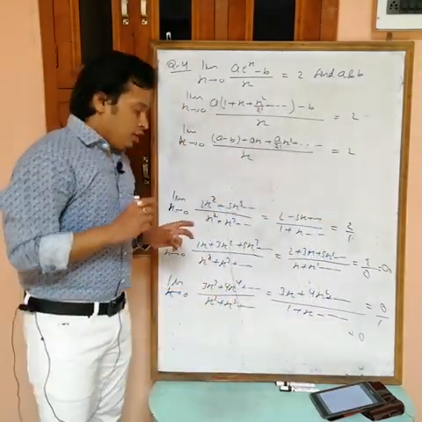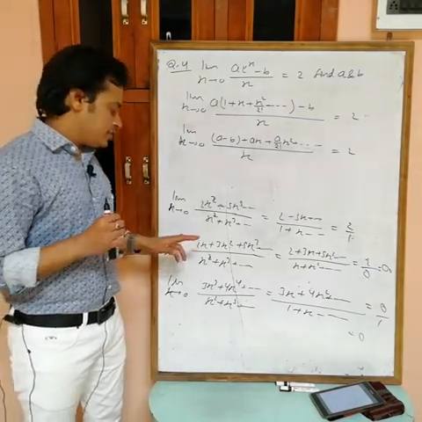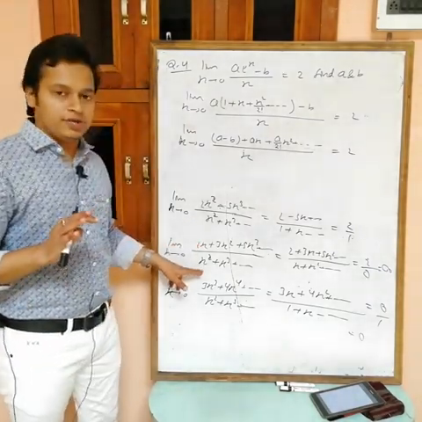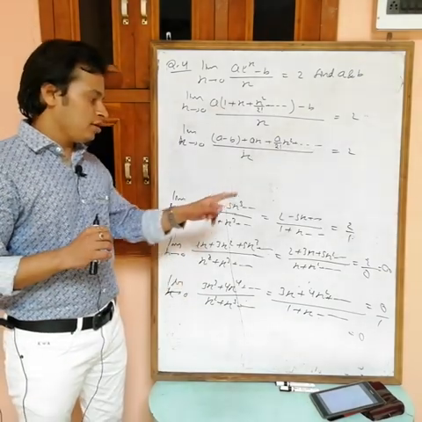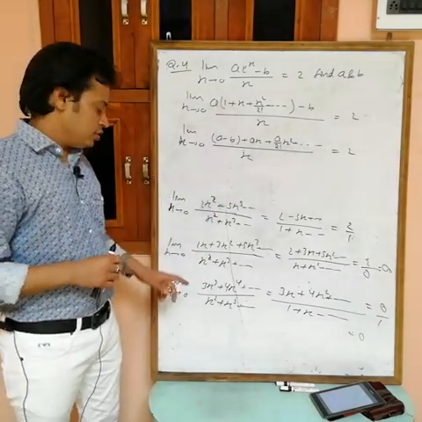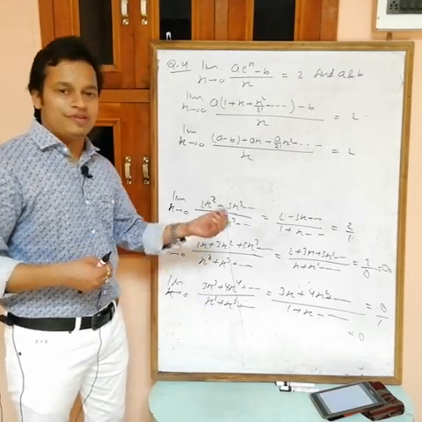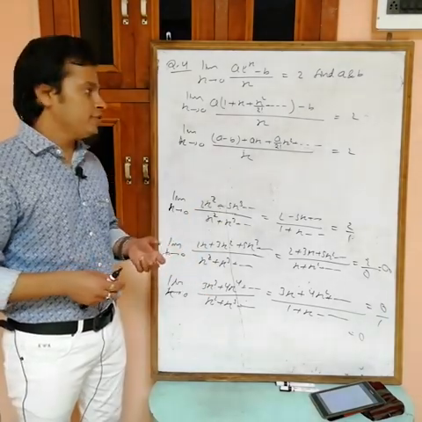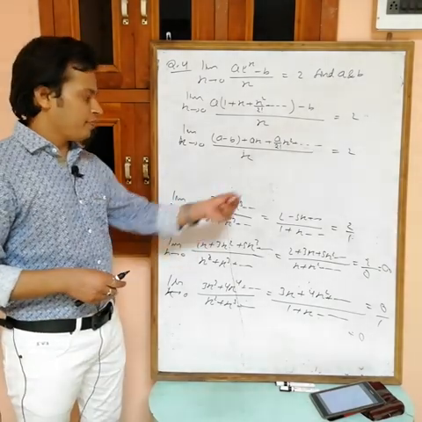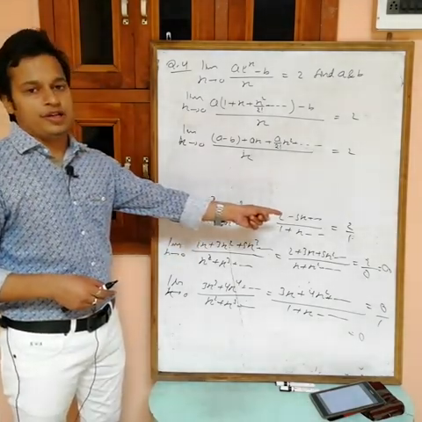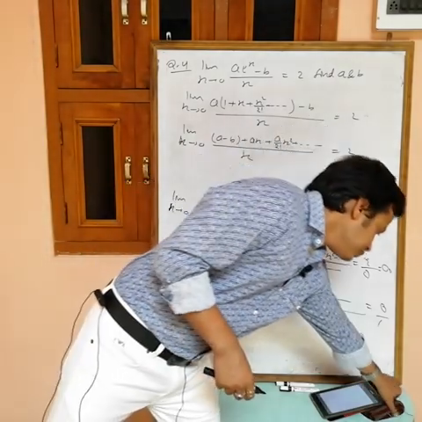Okay, so see, if the power of x in the numerator is less than the power of x in the denominator, minimum power, then the limit is infinite. If the power in the numerator is greater than the power in the denominator, then the value is 0, finite but 0. And if they are the same, then only we get a non-zero finite value.